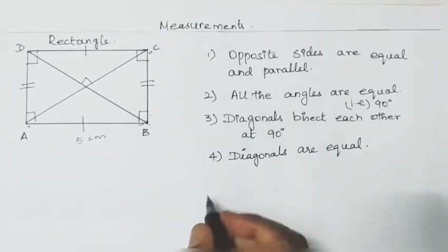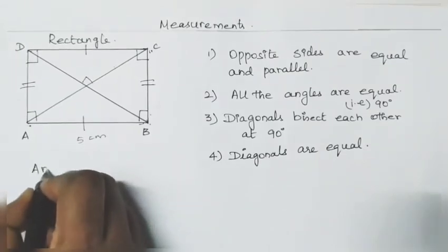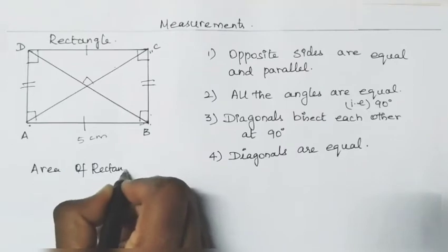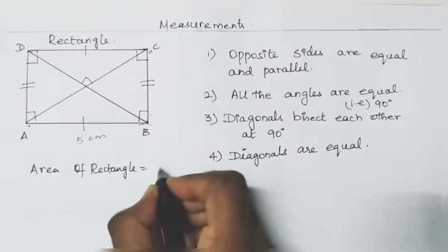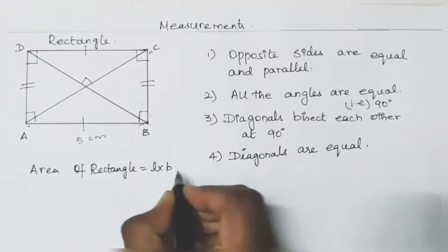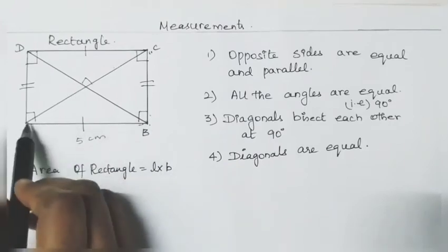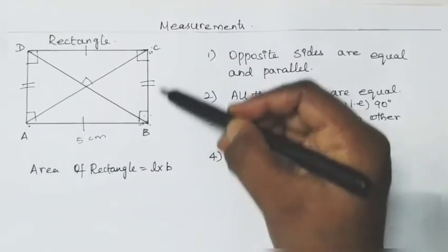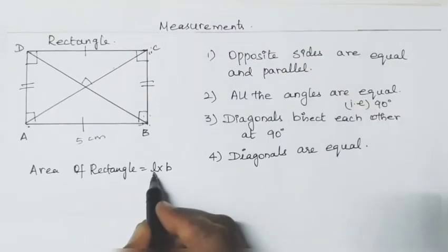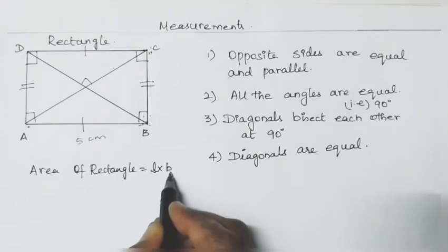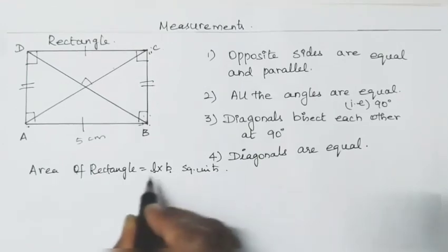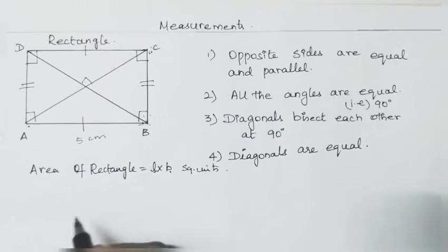Now, area of a rectangle. Area of a rectangle is equal to length into breadth square units. This is the length and this is the breadth. Length is denoted by L and breadth is denoted by B. So L into B square units.